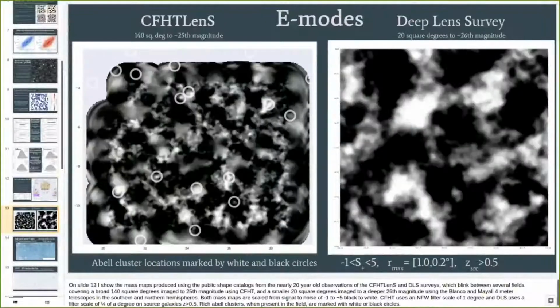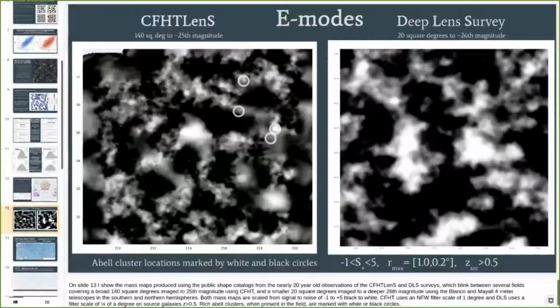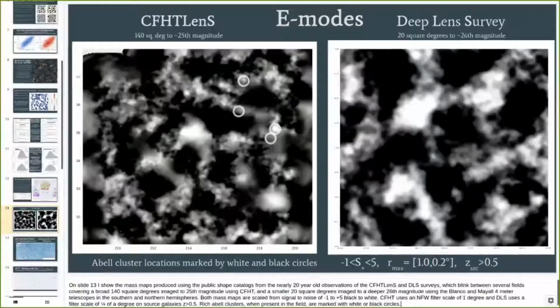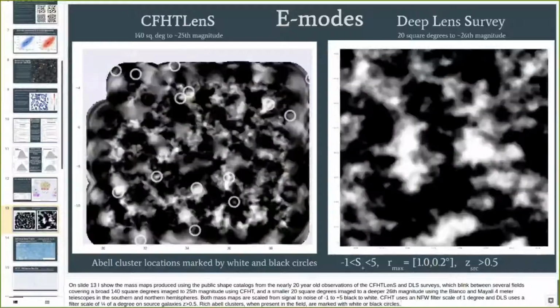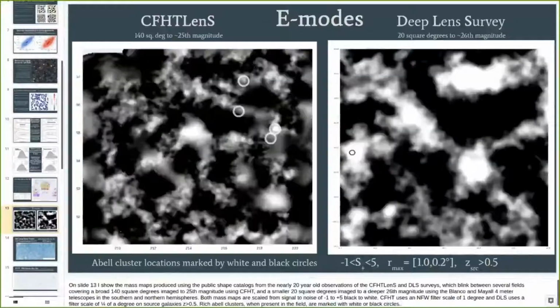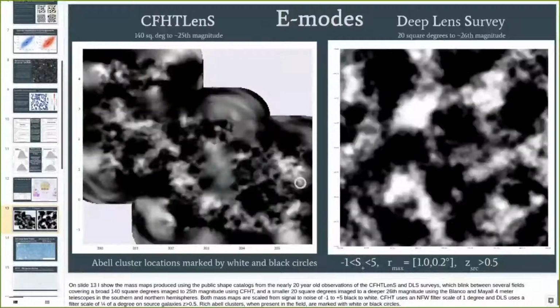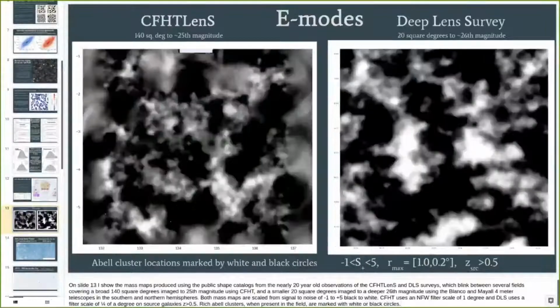On slide 13, I show the mass maps produced using the public shape catalogs from nearly 20-year-old observations in the CFHT lens and DLS surveys. Both mass maps are scaled from a signal to noise of -1 to 5, black to white. CFHT uses an NFW filter scale of 1 degree, and DLS uses a filter scale of 1/4 of a degree on source galaxies with redshift greater than 1/2. Rich Abell clusters, when present in the field, are marked with white or black circles.